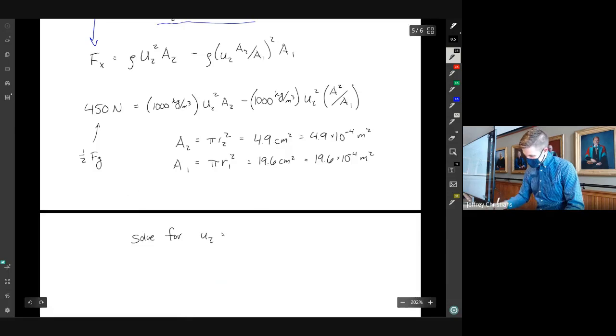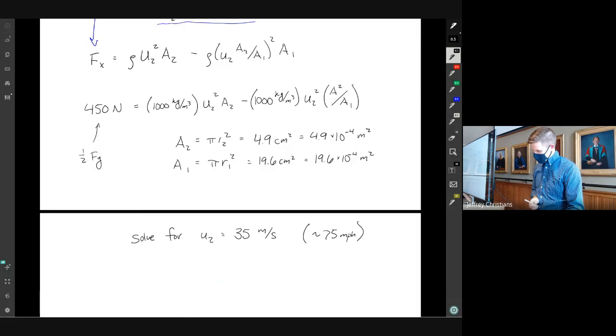So we can solve for u2, that would be 35 meters per second, or something like 75 miles per hour. Something about like that. So I skipped over a couple steps because I wanted to give you at least 5 or 6 minutes so that I can talk to you about the problem that we're doing on this worksheet. So it looks like we have 7 minutes left. That's enough time to at least get started.